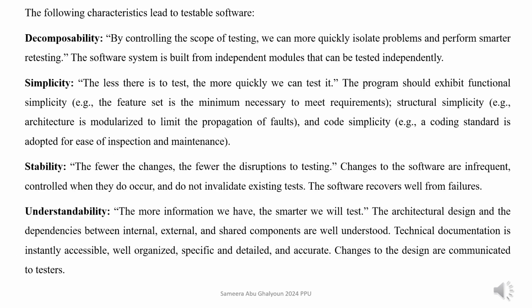The following characteristics lead to testable software. 4. Decomposability. By controlling the scope of testing, we can more quickly isolate problems and perform smarter retesting. The software system is built from independent modules that can be tested independently.